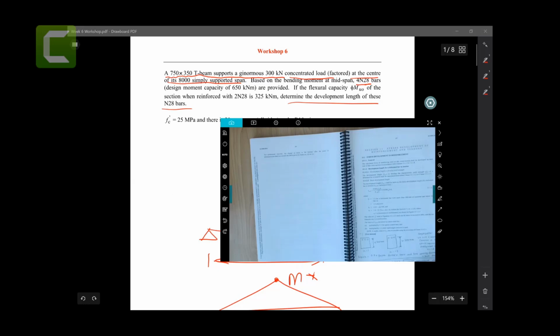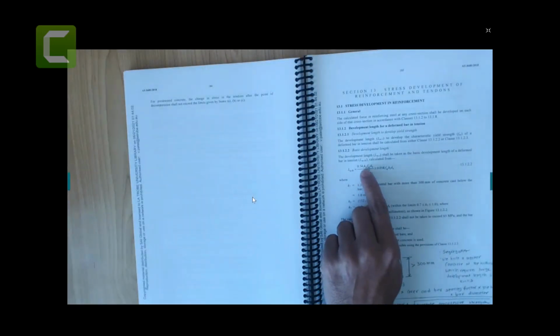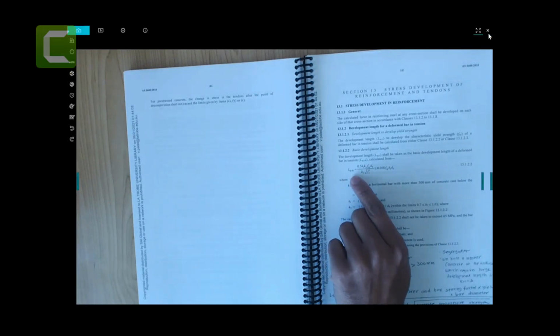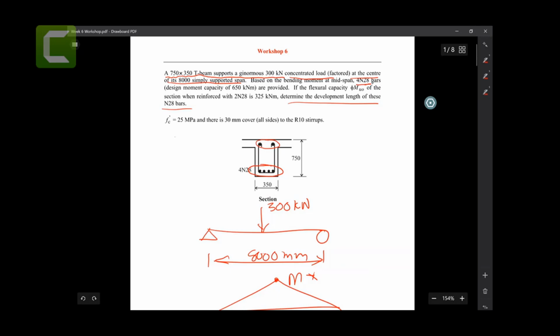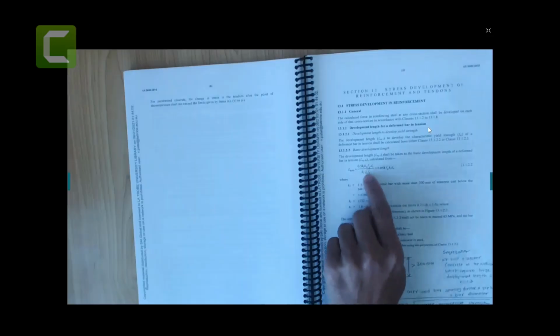Basically, they want us to use these equations, plug in all these values and tell me the Lsy.t for two different bars, meaning one for the 4 N28 bars and one for the 2 N28 bars. So we need to do it two times, one for this bar and another for this bar. f'c is given as 25, which is friendly and easy, so we can straight away plug 25 in here.